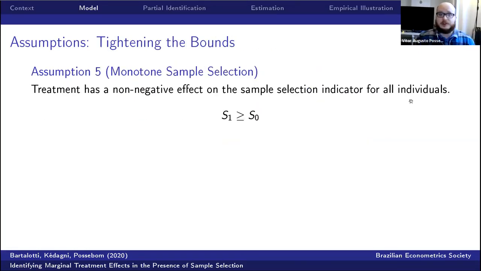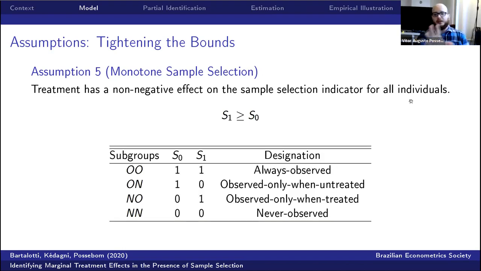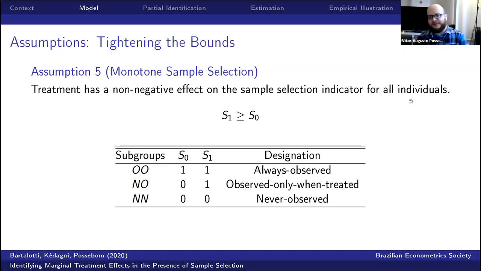The 4 assumptions I just showed are sufficient for identification, but they may provide us with quite wide bounds. In order to tighten those bounds around the MT function, we propose the monotone sample selection assumption. Basically, we are imposing that S1 is greater than or equal to S0. So instead of having 4 latent subgroups, we are ruling out the existence of the second one. We are imposing that the group that is observed only when untreated does not exist. So we are left with only 3 subgroups here.